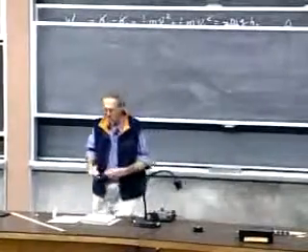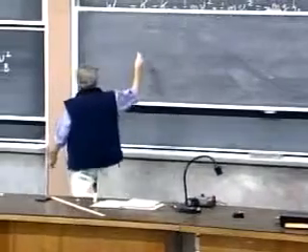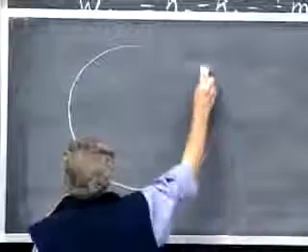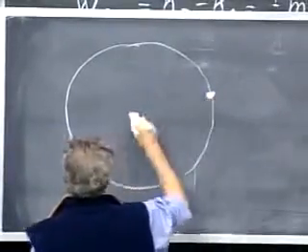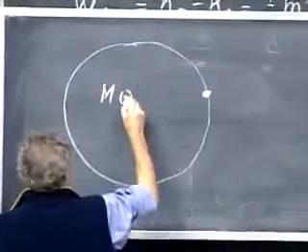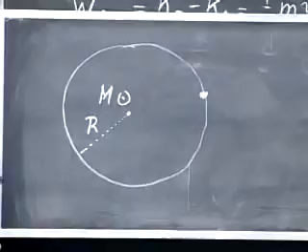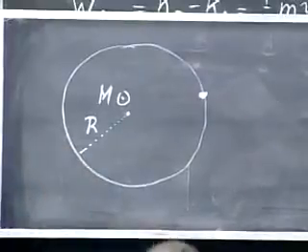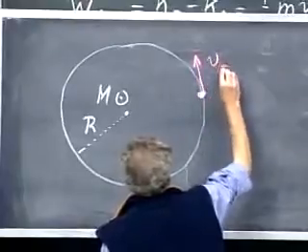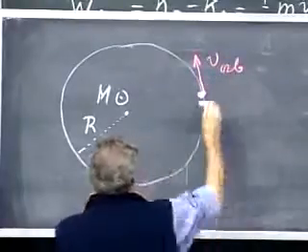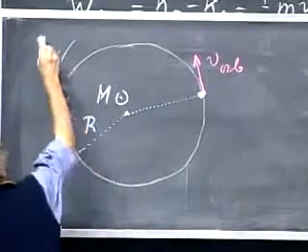I don't think you need it, but you will find it on the exam. Let's take the Earth going around the Sun, and let's approximate the orbit by a circle. So here is the Earth, here is the Sun, mass Sun, and the orbital radius is capital R. The Earth has an orbital velocity, I call it v orbital, and the angular velocity, say, is omega.